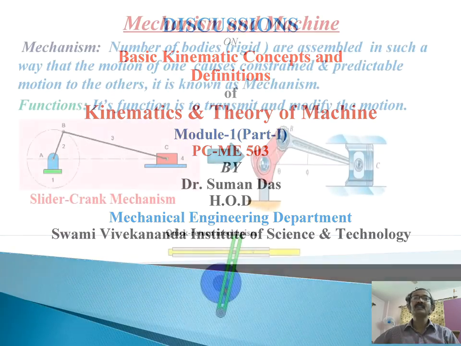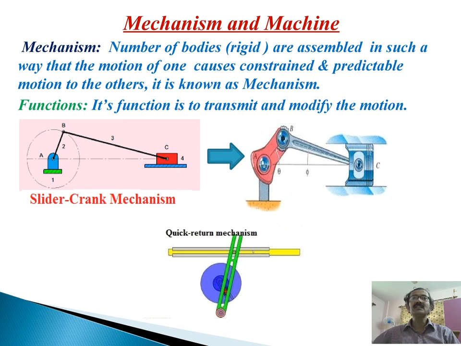and machine. Now, mechanism is nothing but, if a number of bodies, usually rigid, are assembled in such a way that the motion of one causes constrained and predictable motion to the others, it is known as mechanism.